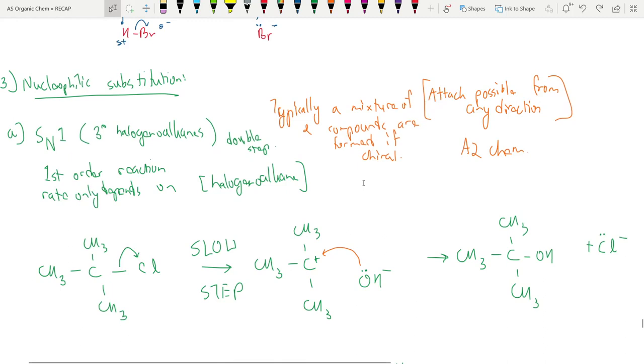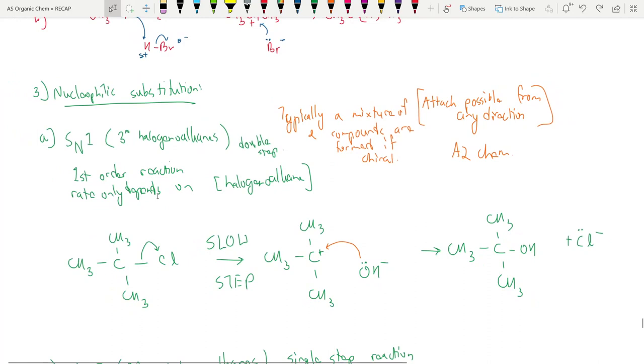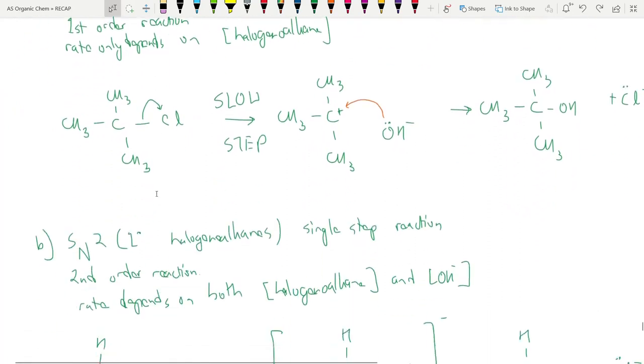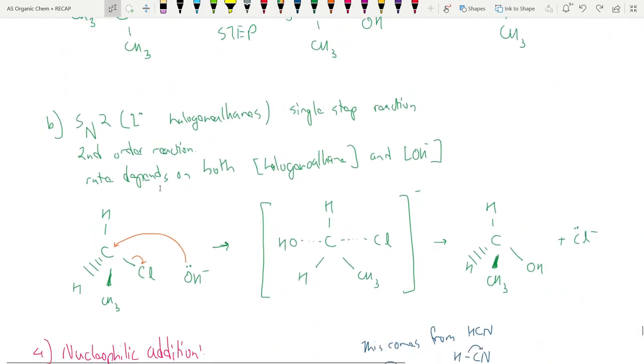In A2, you're going to get a question like this: if it was a chiral carbon, how many products would we get? Would we get only one isomer or both stereoisomers? We would actually get both because the hydroxide can attack from any direction. But in SN2, hear me out, the hydroxide can only attack from one direction, so we are only going to get one stereoisomer.